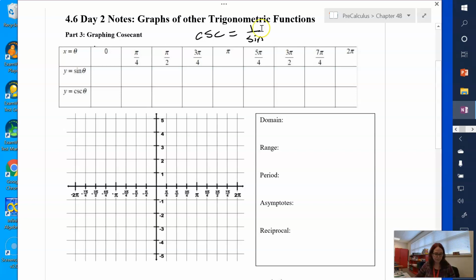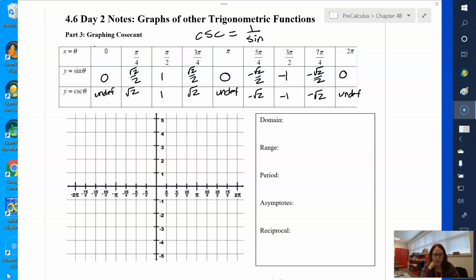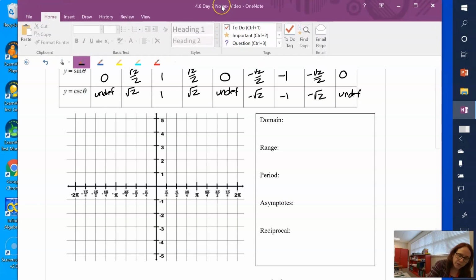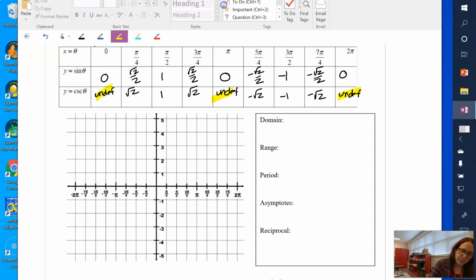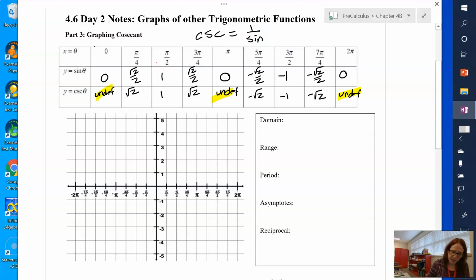All right, I filled in the chart, and I want you to notice that the cosecant is undefined at 0, pi, and 2 pi. So that means I'm going to have asymptotes at 0, pi, and 2 pi. So let's go ahead and sketch in those asymptotes. So here's the one at 0. Okay, so I sketched in the asymptotes in red. And I want you to notice that every pi, there's an asymptote. So 0, pi, 2 pi, also on the negative side: negative pi, negative 2 pi.